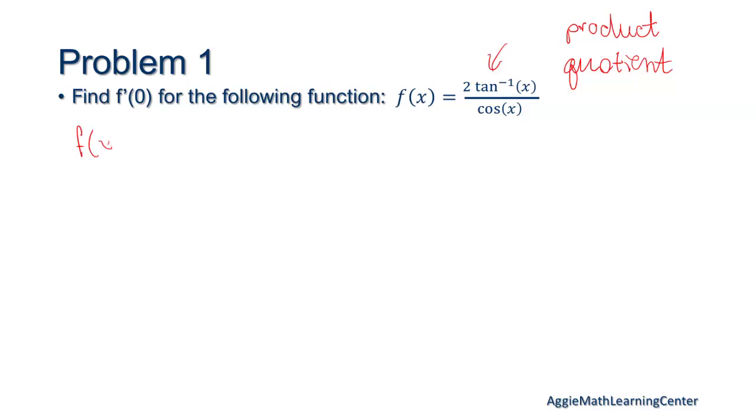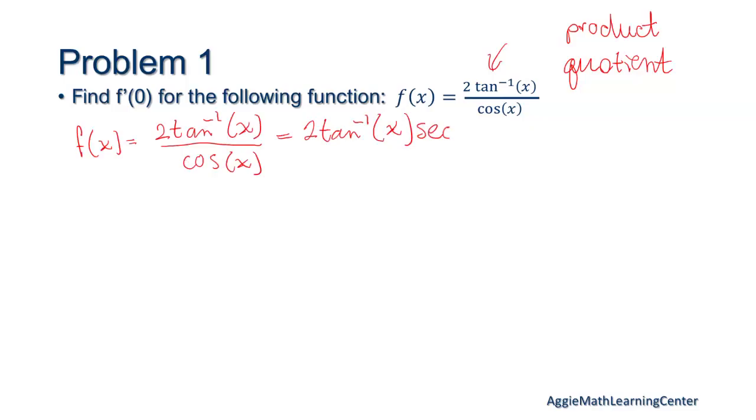So we have f of x equals that 2 arctan of x over cosine. But that's the same thing. What's 1 over cosine? Yeah, so we can just pop a secant in there because it's the same thing. Now it is a product rule. Excellent, right? Okay, so what was our derivative of arctan?